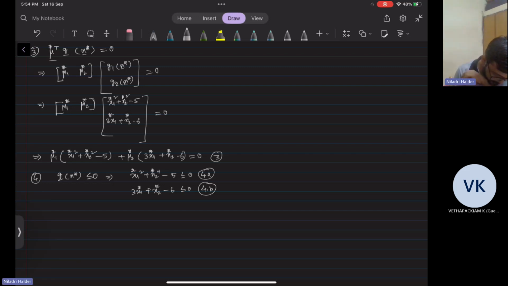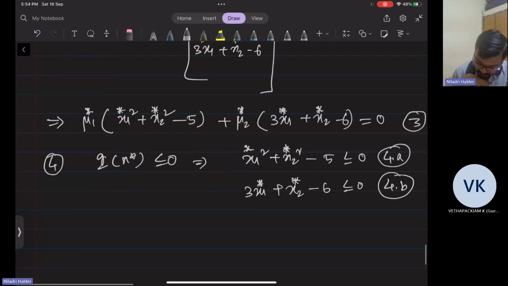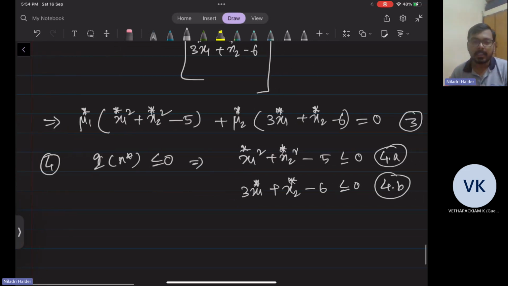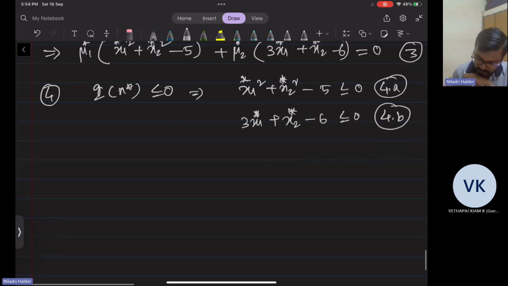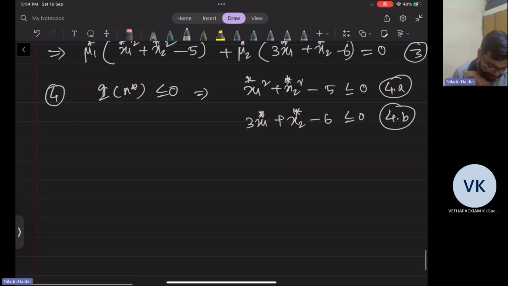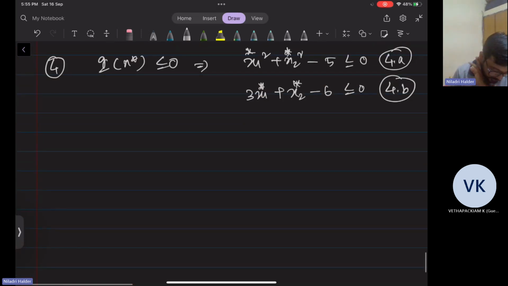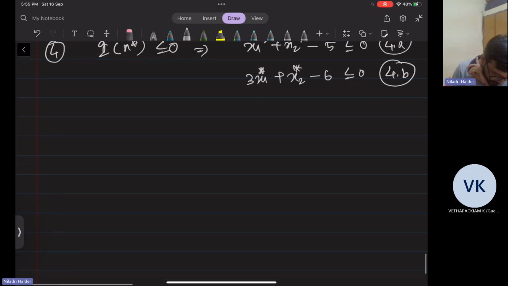Let us solve this now and check which will be the candidate point, what will be the x1 star and x2 star. It will be a lengthy solution, but this is some general solution. You can apply this same formula, same conditions, for any kind of optimization problem.